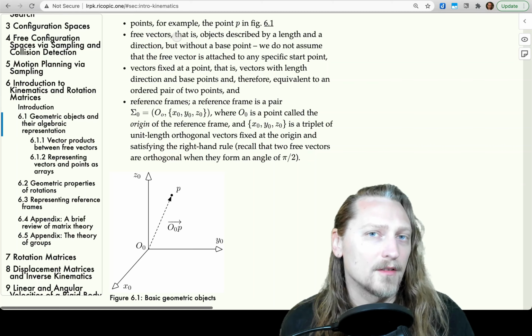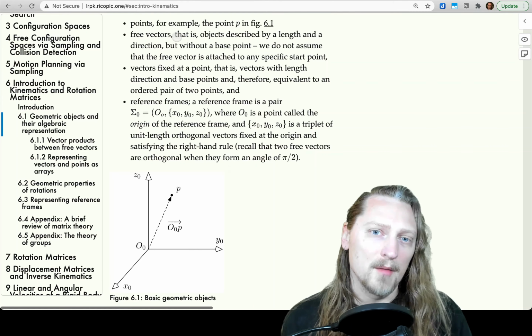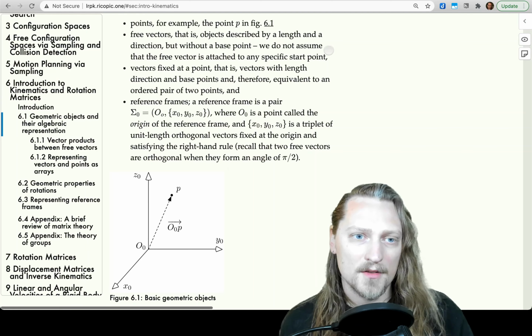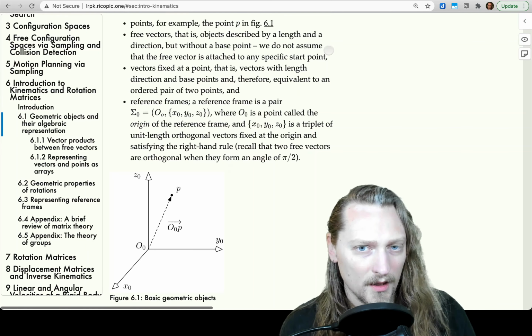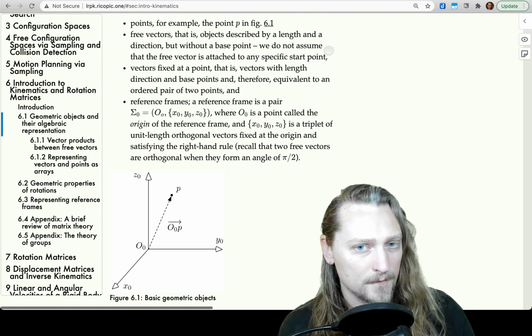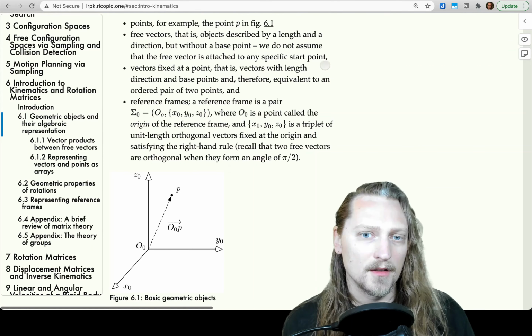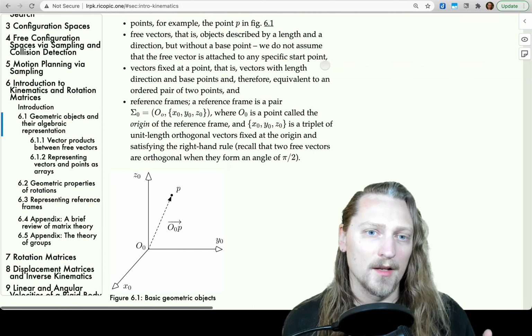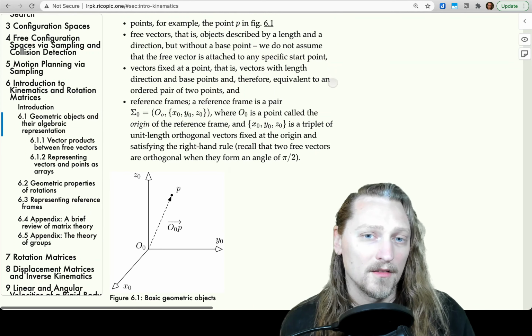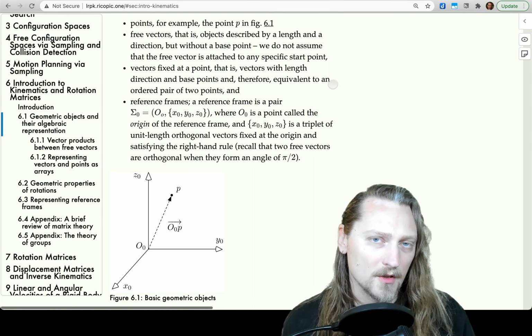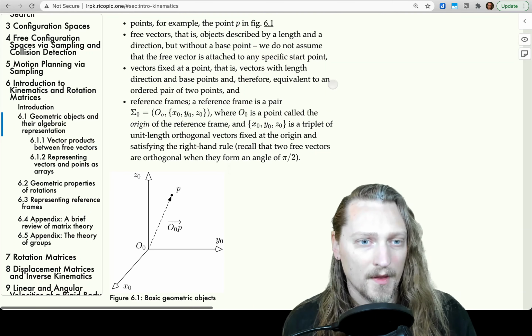Free vectors, that is, objects described by a length and a direction, but without a base point. We do not assume that the free vector is attached to any specific start point. Vectors fixed at a point, that is, vectors with length, direction, and base points, and therefore equivalent to an ordered pair of points. These are sometimes called fixed vectors.